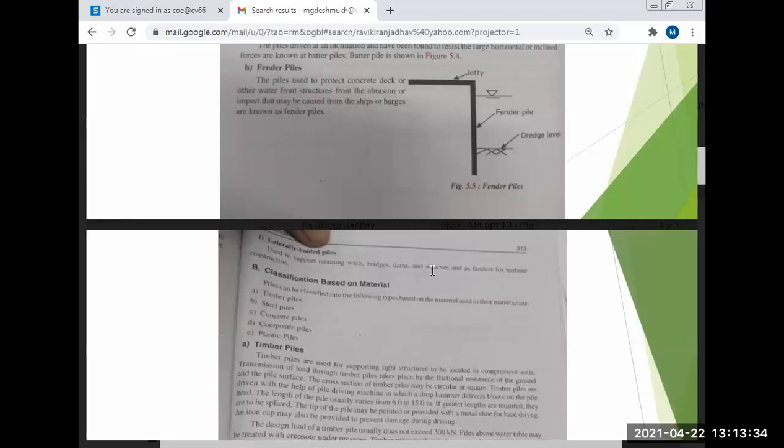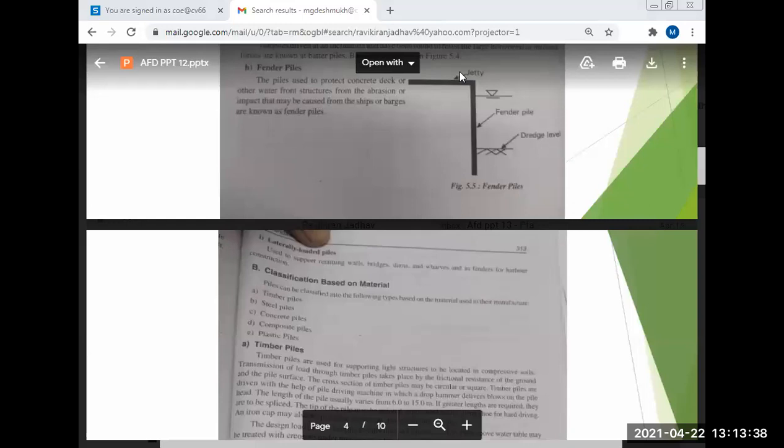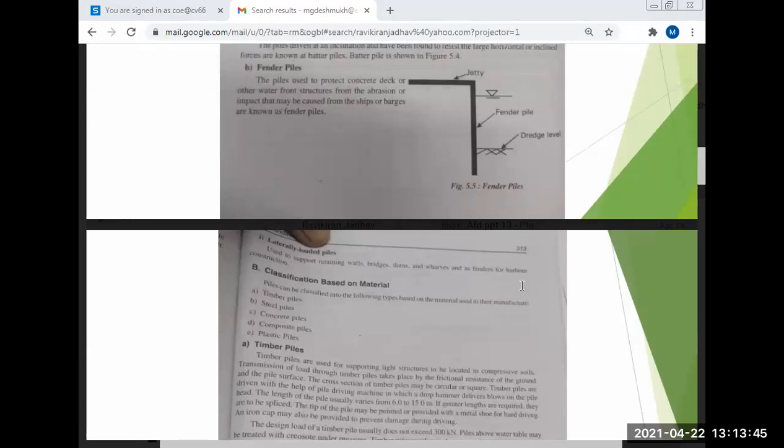The next is classifications based on the material. Material means what type of material you are using to construct a pile. What type of pile? But most of the time it is made up of concrete only. But sometimes timber piles are also used, steel piles are also used. Concrete pile is a common one.